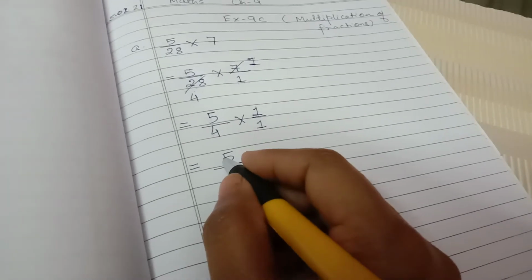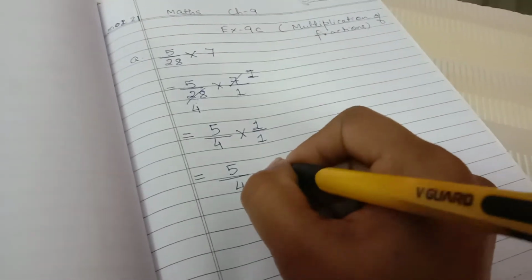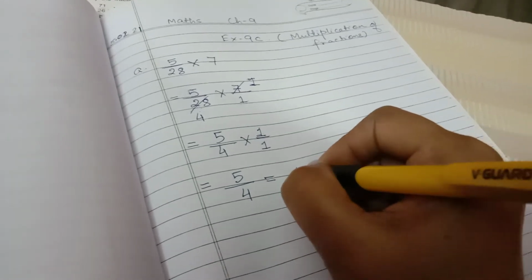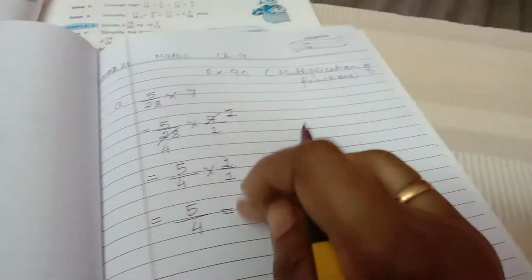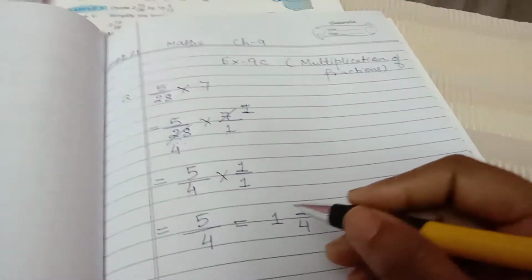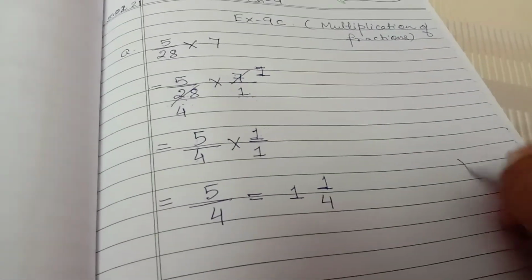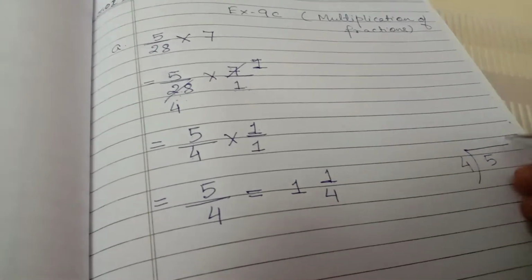We have to convert this improper fraction into a mixed fraction. When we convert this into a mixed fraction, you get the answer like this: 1 whole 1 by 4. Now I know how to do this, I can do it mentally, but you have to show the workout, like 5 here and 4 here.